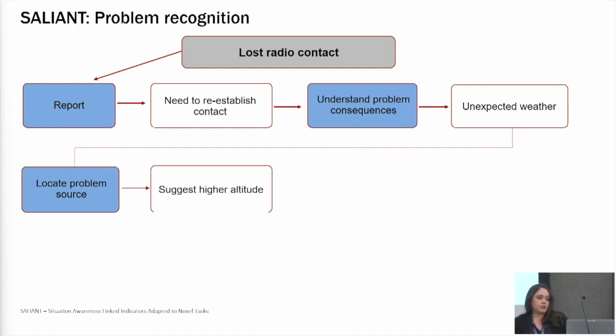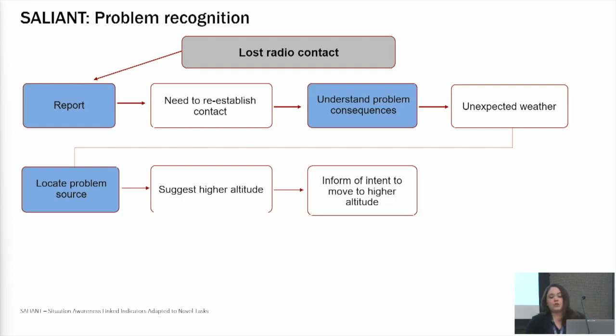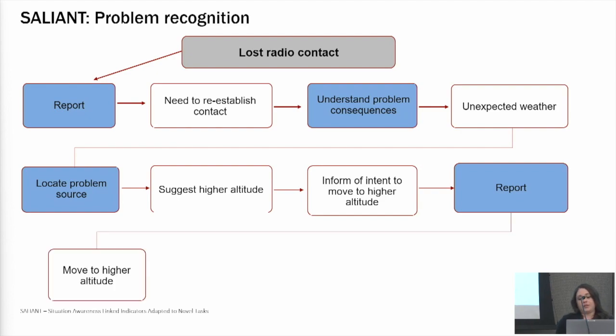So then they propose some solution to this problem. Maybe moving to a higher altitude will correct this problem. We can reestablish contact like we need to. So the pilot informs the rest of the crew that they intend to move to a higher altitude. Again, making sure that the entire team is on the same level in terms of the information that they hold collectively, or their shared situation awareness. That report of intending to act, again sharing information, would be another behavioral indicator that we would record using this procedure.